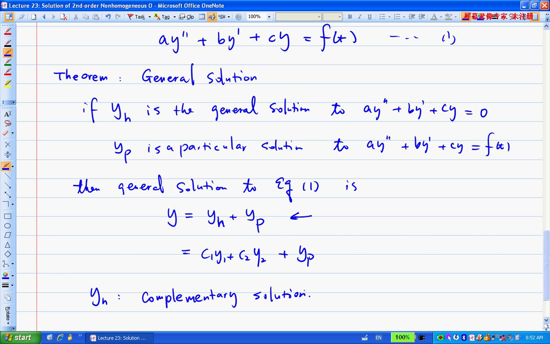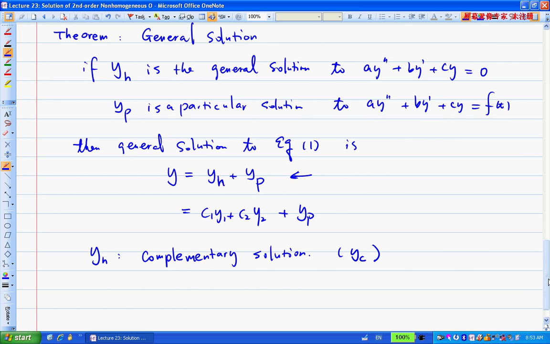Okay, so in some textbooks, instead of using y, they write YH. In some textbooks, they write YC. They're the same thing, all right? And YP is called the particular solution. So now you look at this general solution in here.